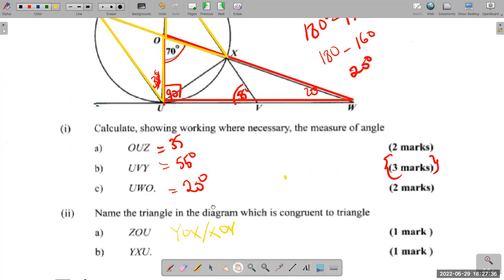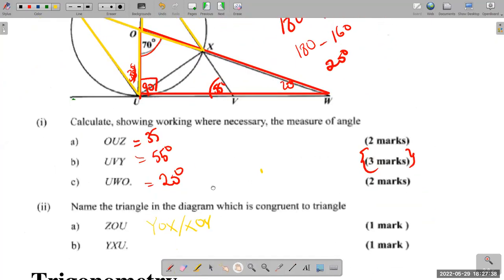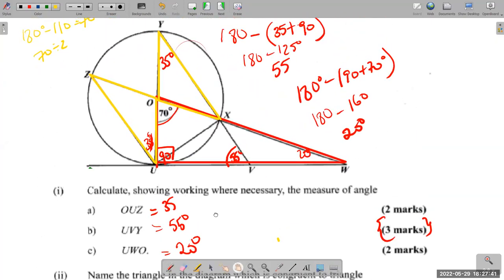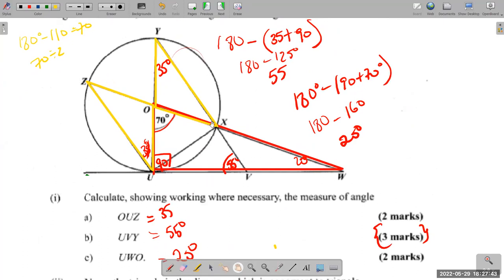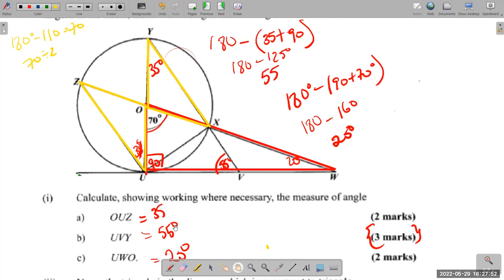Next one, YXU. So we need to find a triangle that matches YXU. Where is that now? YXU. Oh God, that's so easy. Look at it. What's the name of the triangle that's just like that? They're the twin angles. So what's the name? Excellent. Everybody see why? ZUX. Twin angles. Same triangle. Y'all agree?